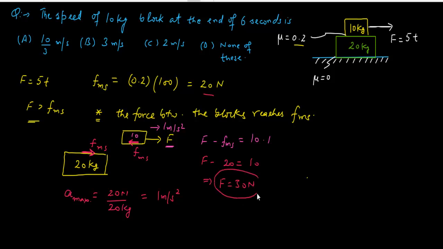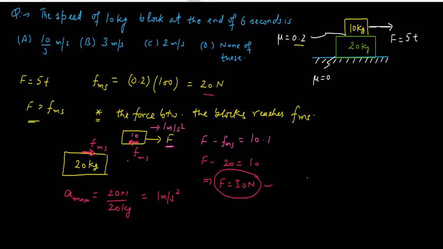So our illusion that if this force F, which is 5t, is 20 Newton, then FMS is also 20 Newton, is not the case here. You can see clearly that on application of 30 Newton force, FMS is 20 Newton. Clear? This is the most important point you have to look at here, that the lower surface is also in motion along with the upper surface.